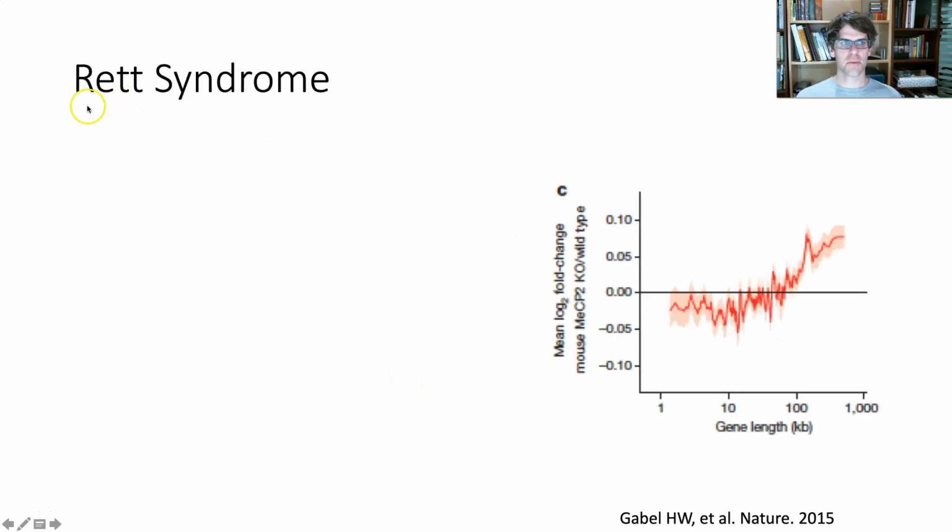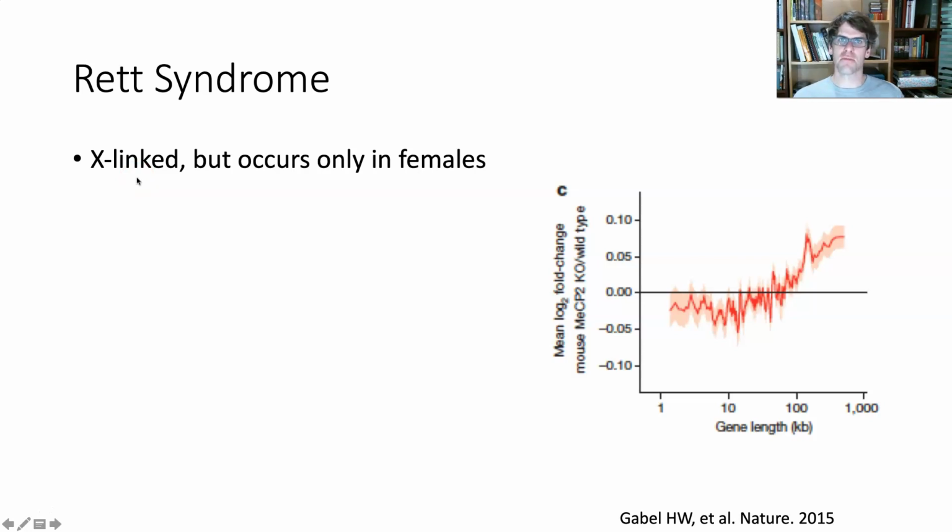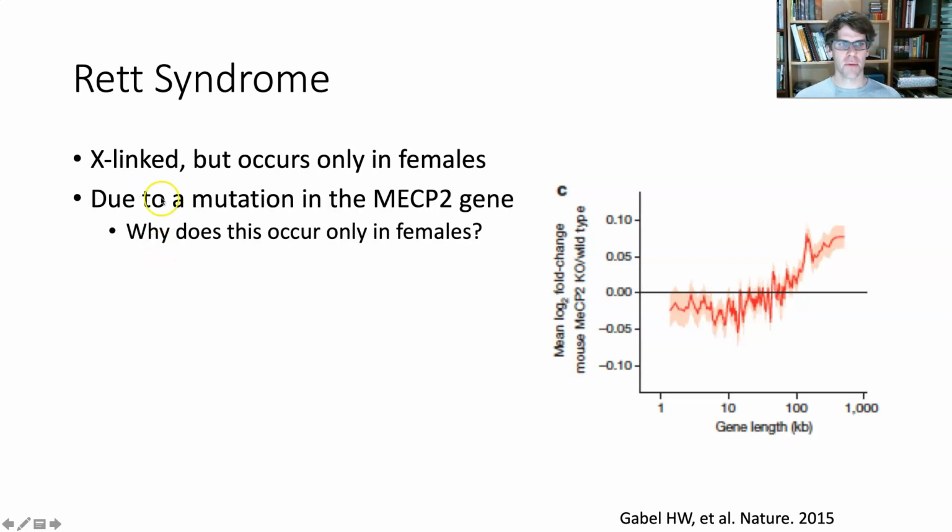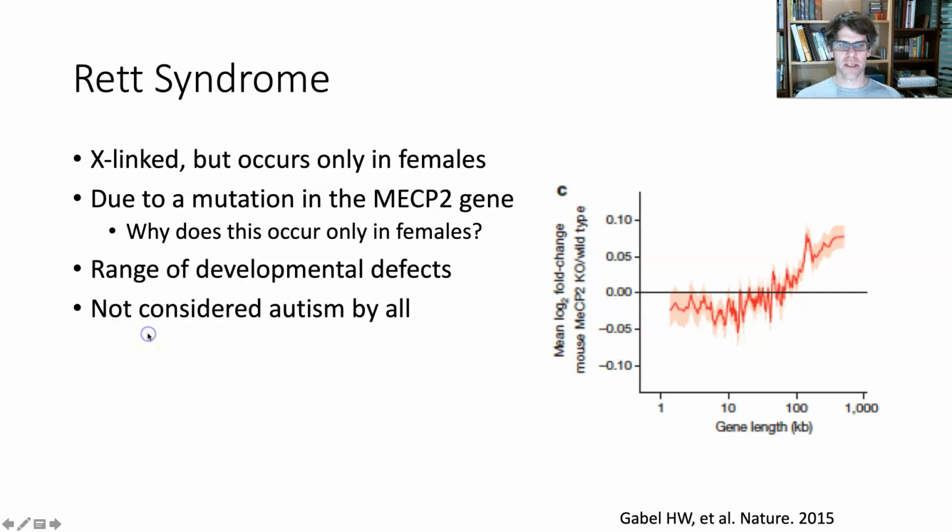Right. Another example is Rett syndrome. This is also X-linked, but it only occurs in females. And this is so much more severe that you basically have to have one good copy of the X chromosome to even survive it. Males who are developing with this mutation actually die even before birth because males can only have one copy of it. This is due to a mutation in the MECP2 gene. I just told the answer why it occurs in females. It causes a range of developmental defects. It's not necessarily considered autism, but it clearly has autism-like phenotypes, right?